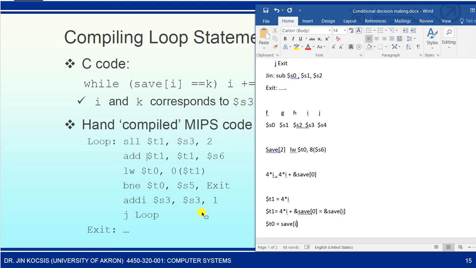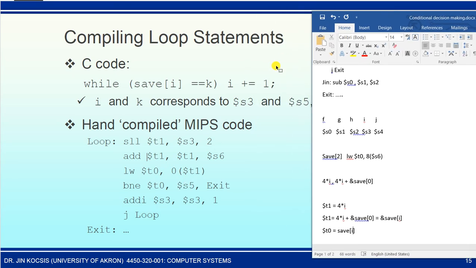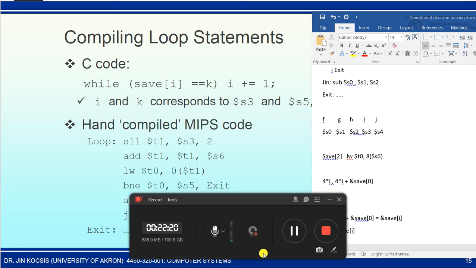After that, it's straightforward. I compare whether save[i] is equal to k or not. k is in S5. So I calculate whether save[i] is equal to k. If not, I will jump outside. If it is, I will increase i, which is S3, by 1. That is why you use add immediate. And then after that, I will go back to the top of the loop and continue. So I hope it is straightforward. Let me just explain one more time, okay?